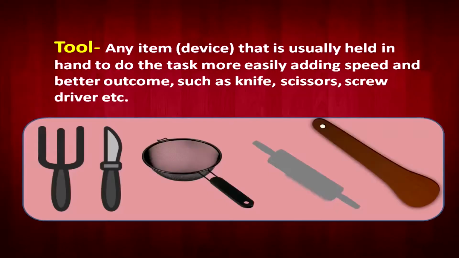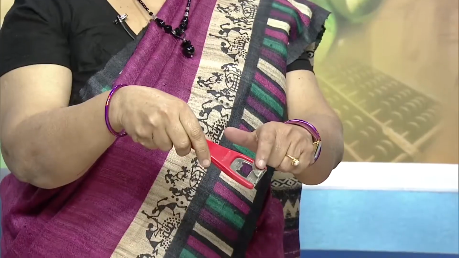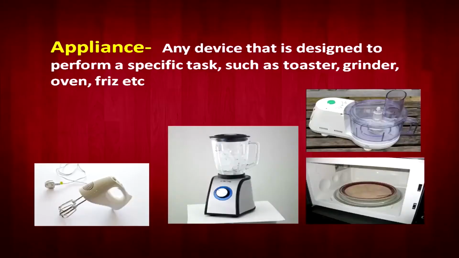Here it is written that a tool is any item or device that is usually held in hand to do a task. It will open the bottle from this area and it will open the can. Next is appliance. What is an appliance, madam?